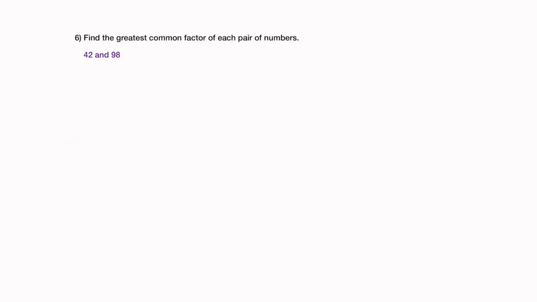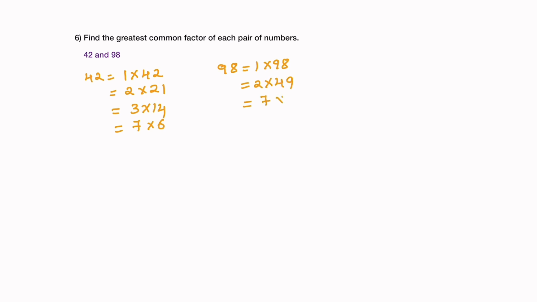42 and 98. So I will write 42 equals 1 times 42, the method that we use to get the common factors, okay? That's 2 times 21 also. It's 3 times 14 also. And it's 7 times 6. And likewise, we have 98. So that's 1 times 98. It is also 2 times 49. And 98 is also 7 times 14. Well, you need to know your times tables very well for this process.